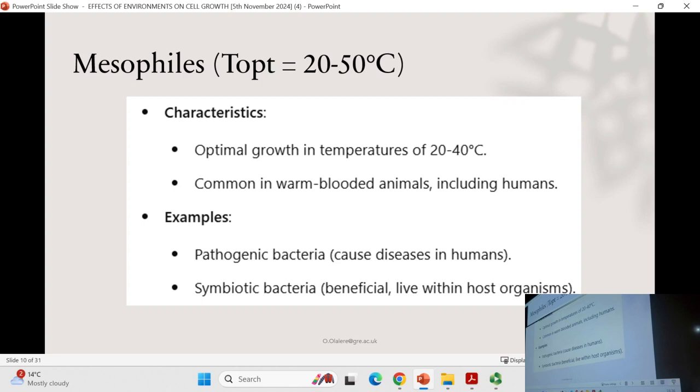We are mesophiles. An example is pathogenic bacteria, that cause diseases in humans. Then we have symbiotic bacteria, those bacteria that are beneficial to us, right? That live within our host. Then we have bacteria in our body that digest food and the rest of them.